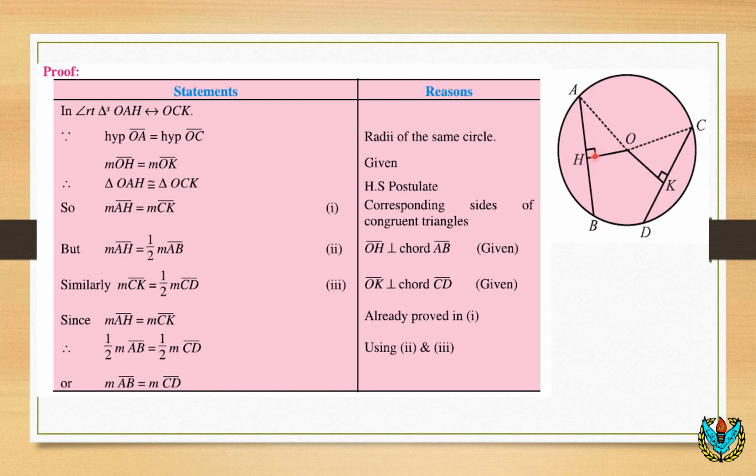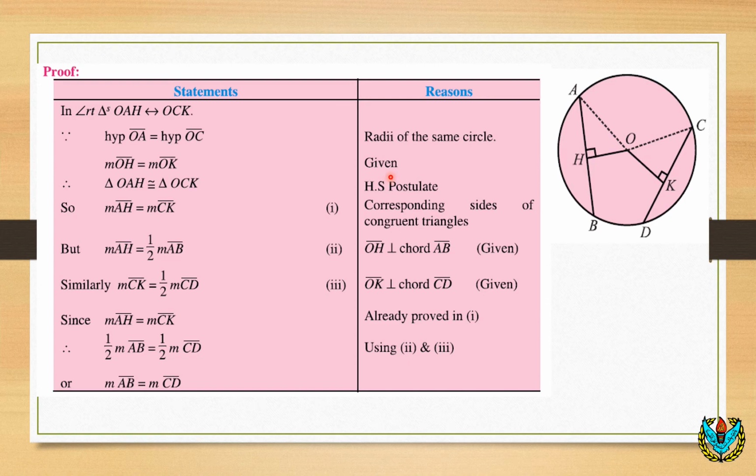The side opposite to the 90 degree angle is always called the hypotenuse in a right angle triangle. Hypotenuse OA is correspondingly congruent to hypotenuse OC of the other right angle triangle. Both of them are radii of the same circle. We are given that the perpendicular distances drawn from the center are equal. So OH is equal to OK. It is given to us already.